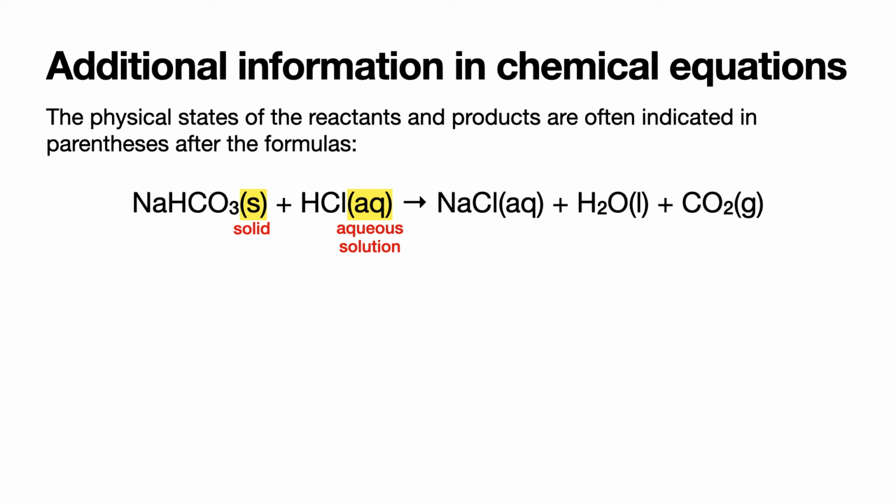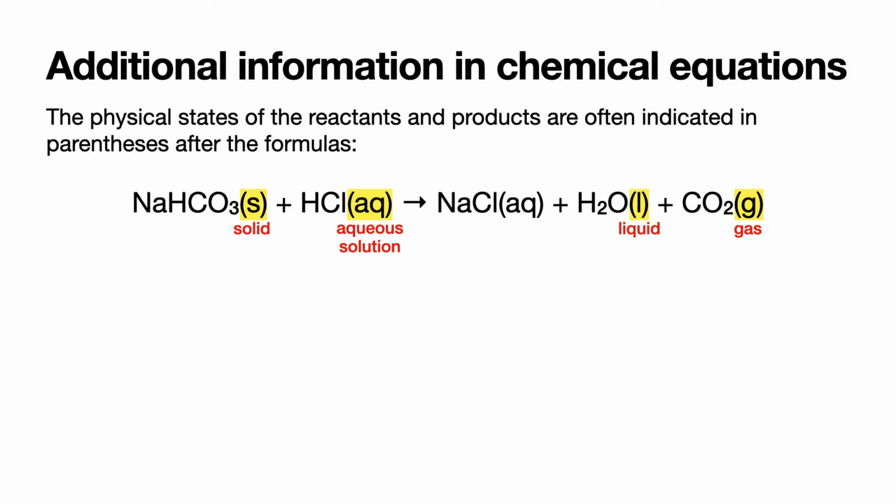On the product side, the sodium chloride would be another aqueous solution in this particular reaction. The water is in the liquid state, so we'd write that with the abbreviation L. And carbon dioxide is a gas. We can represent that with the letter G. There are other phase labels that are used, but these four are the common ones that you're going to be encountering over and over again.